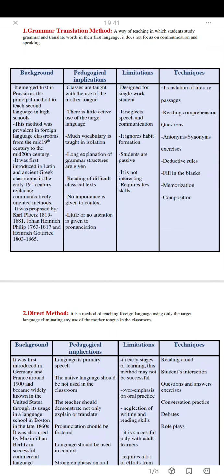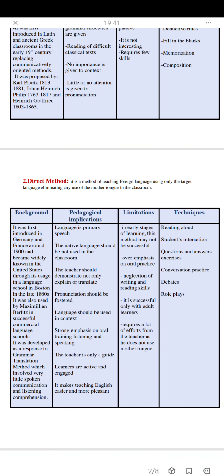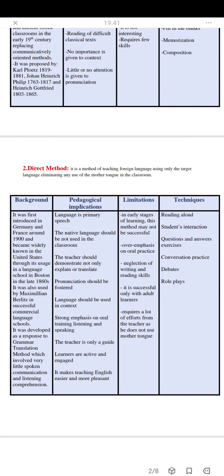The other method is direct method. First of all, the definition of a method according to the book Teaching by Principles, an Interactive Approach to Language Pedagogy by H. Douglas Brown.